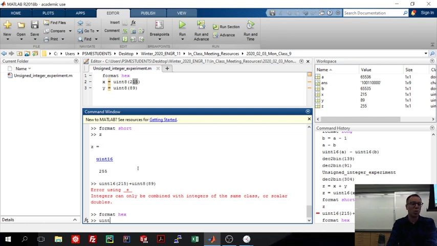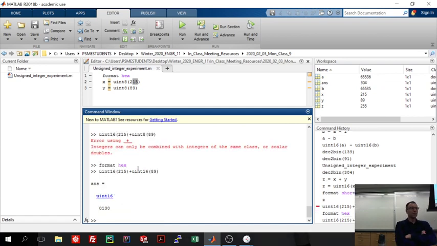So let's go ahead and say uint16 of 2, oh, sorry, I broke my own rule there, of 215 plus uint16 of 89. What does MATLAB claim the output is? Is that the actual value of the output? What is it? I want to show you something crazy. So I'm going to do something that looks like this. What do you expect? 304, right?